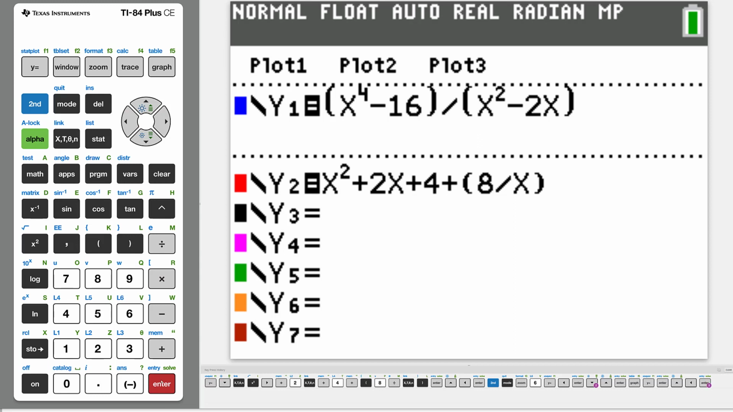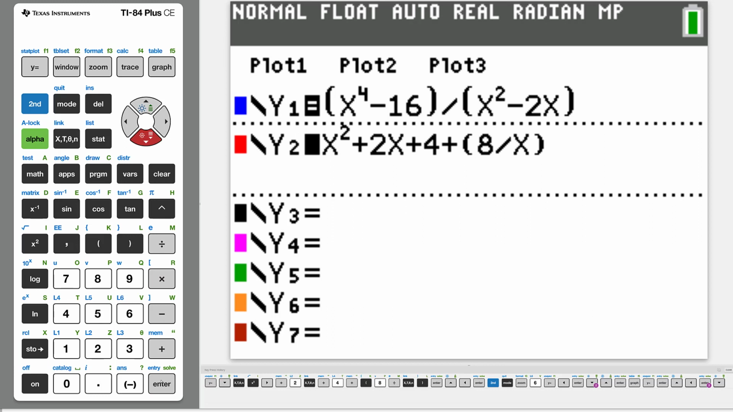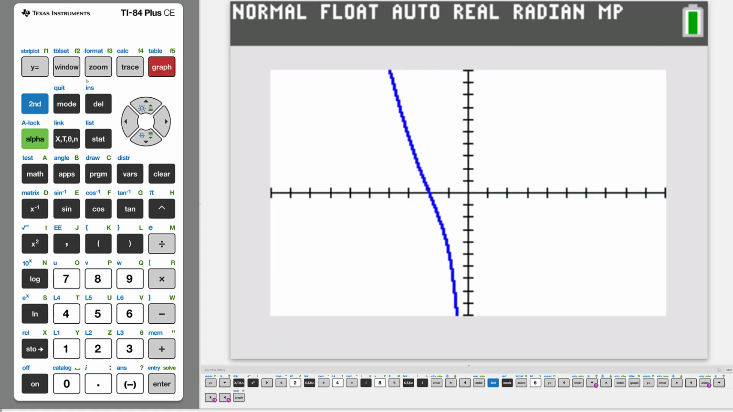Oops. And then in order to get that slant asymptote to display right, let's delete the remainder, the 8 over x. So we're only going to be graphing the polynomial portion of that, which is the quotient, like we were saying, right? Whoops, I hit the wrong key.